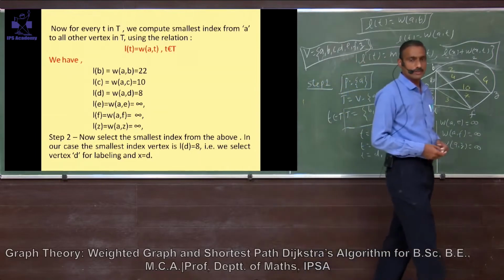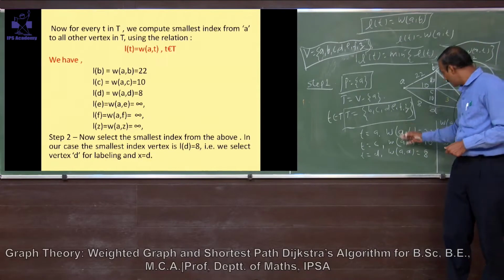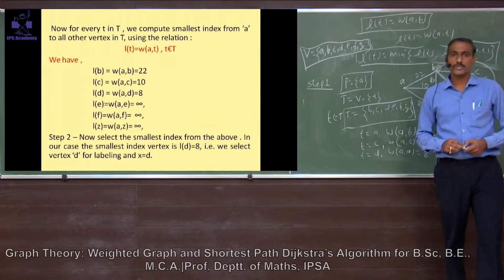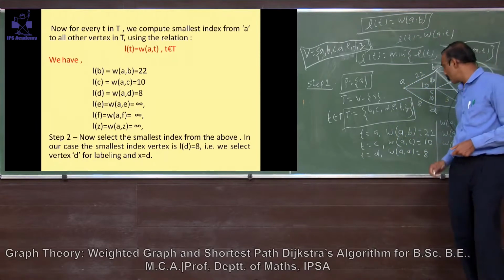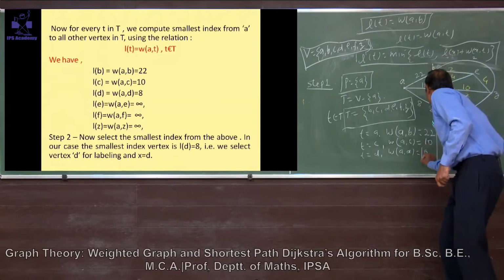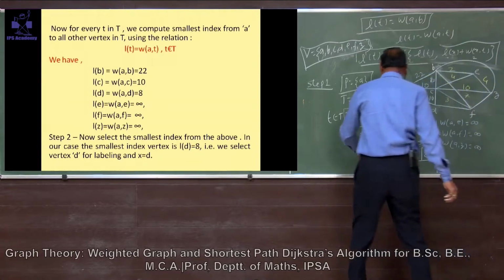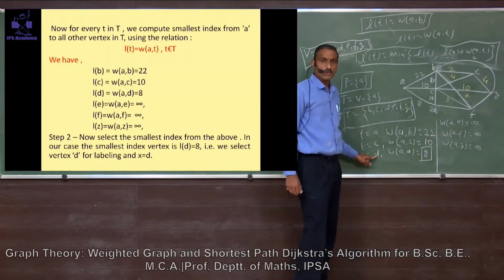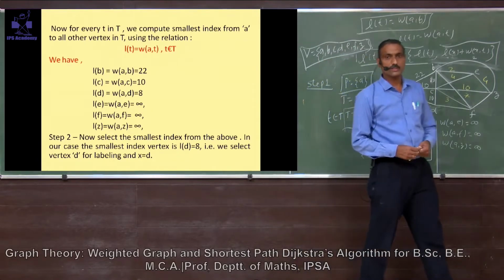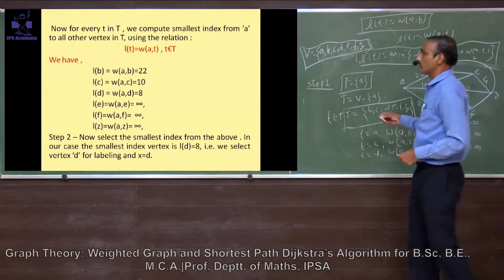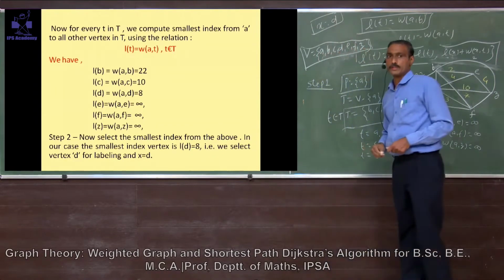So these are the indexes. Now we have to find the smallest index among these. Select the smallest index from the above. In our case, the smallest index vertex is D, which is 8. This is the minimum value, smallest among all indexes. So we select vertex D for the labeling, and we take x equals D.